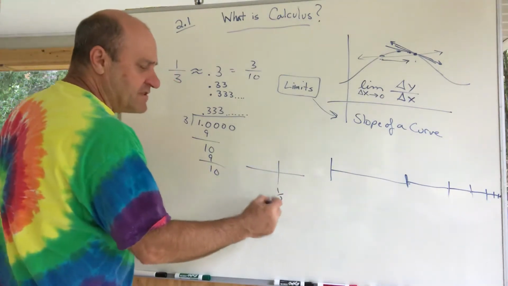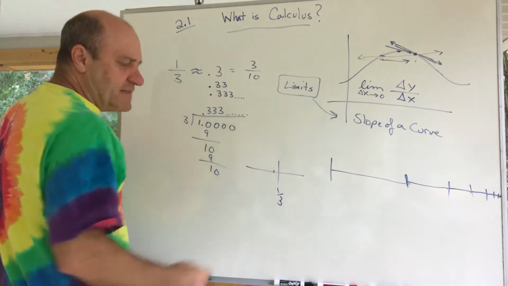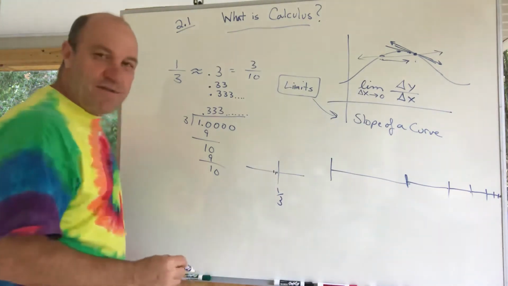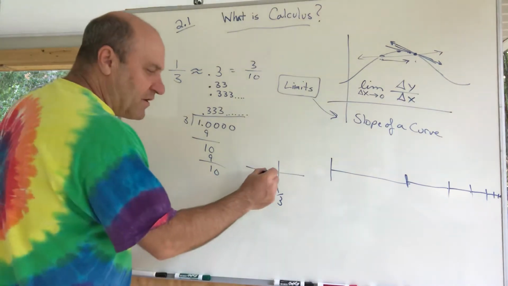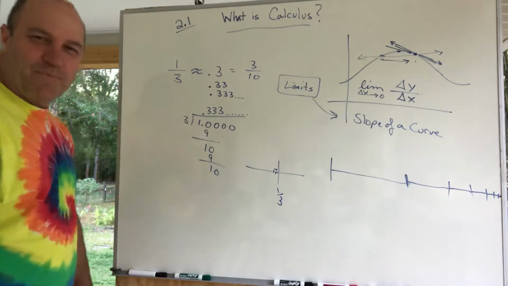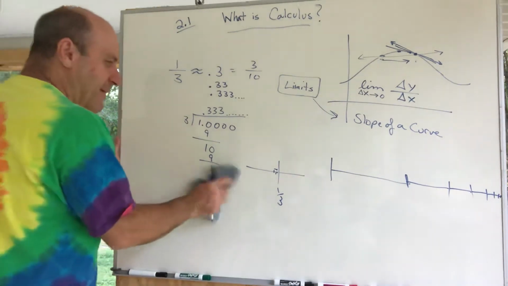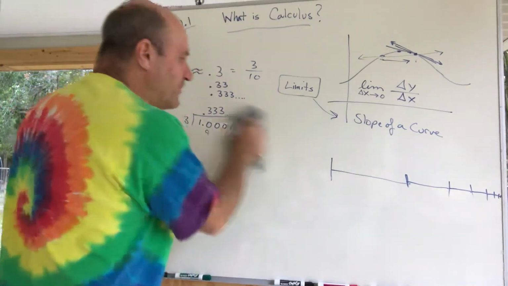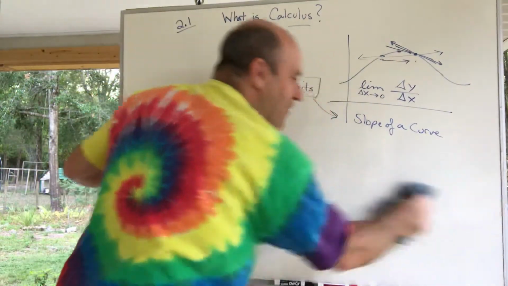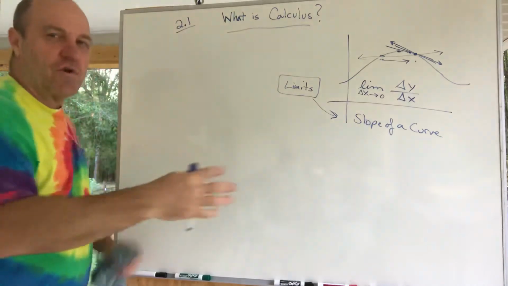This 1/3 sits on a number line. That 0.3 is right there. 0.333 is right there. 0.3333333 is right there. We're getting closer and closer to 1/3. We're using infinity. So that's kind of what limits do. They use the power of infinity, the idea of getting closer and closer to something.